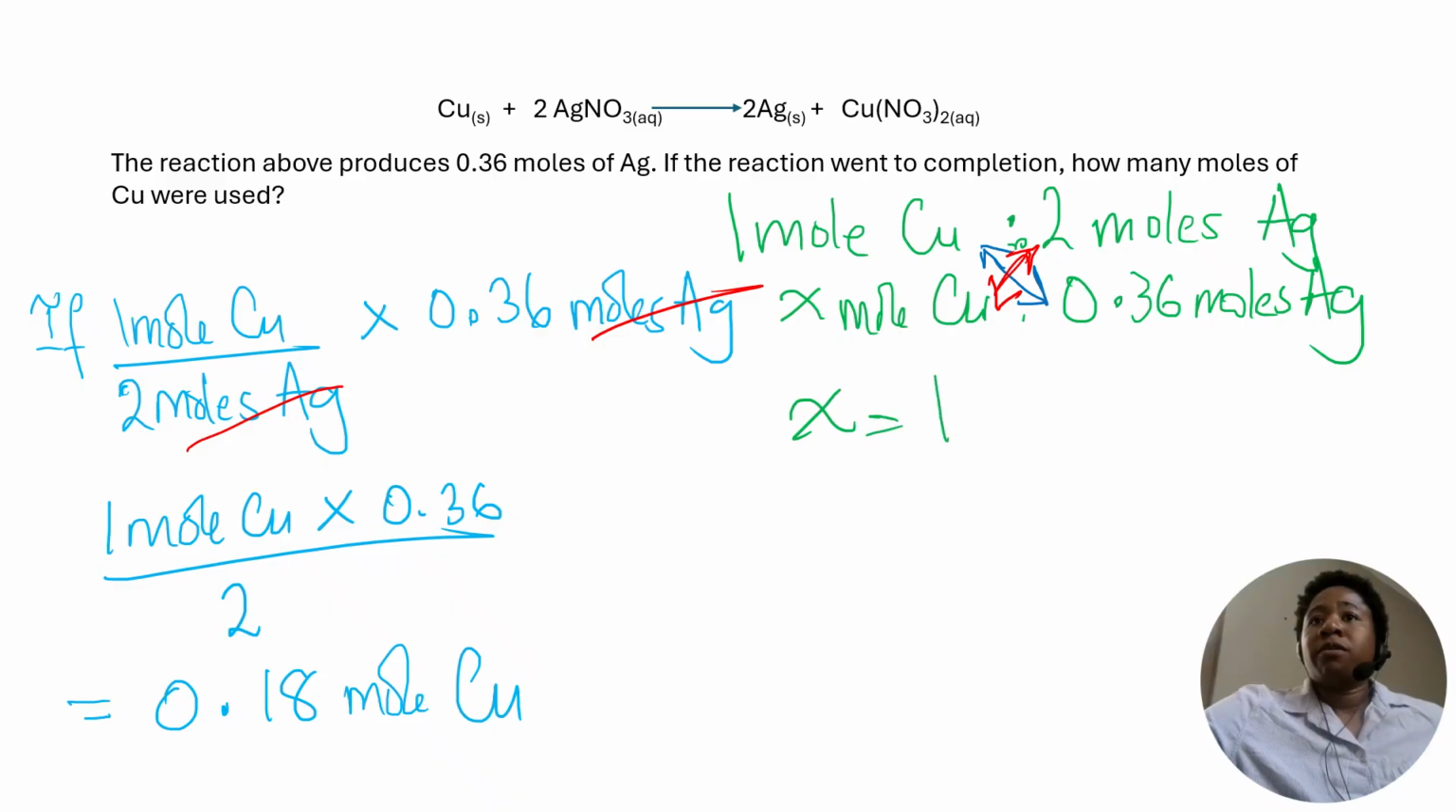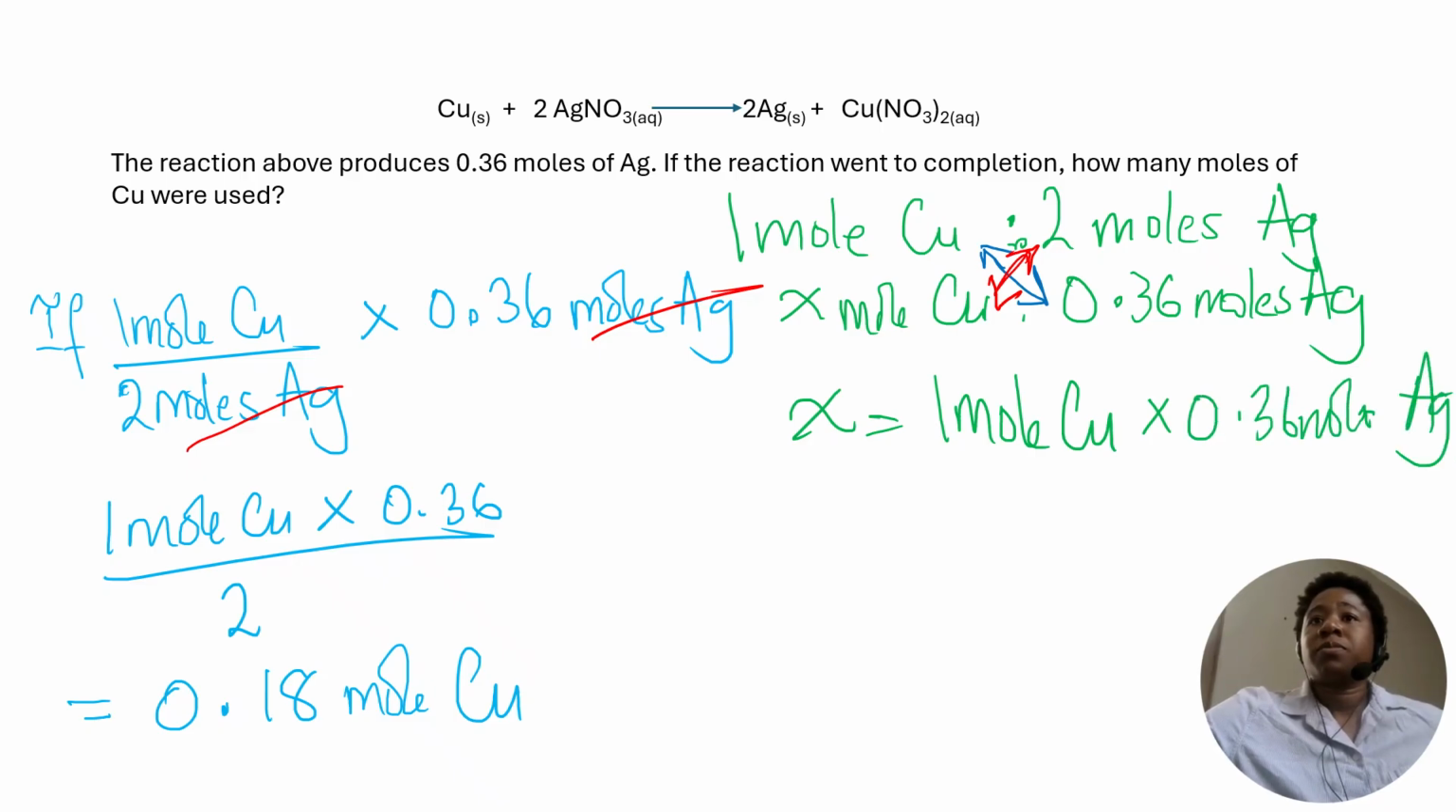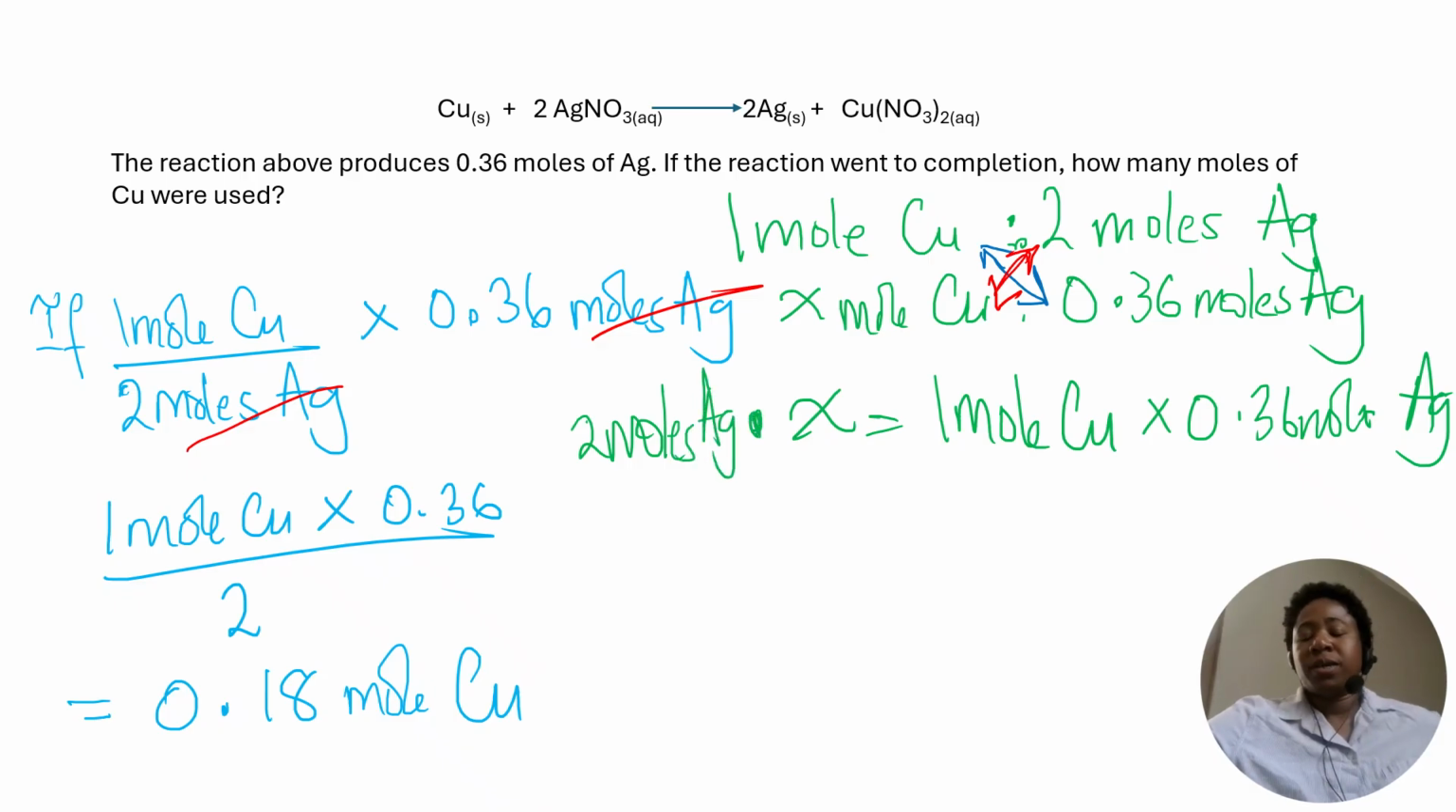So we'll have in the numerator 1 mole copper times 0.36 moles silver. And essentially, we're multiplying the X moles copper by 2 moles silver. I'm going to use the period because there are too many X's, just to show that these two variables are going to be multiplied.